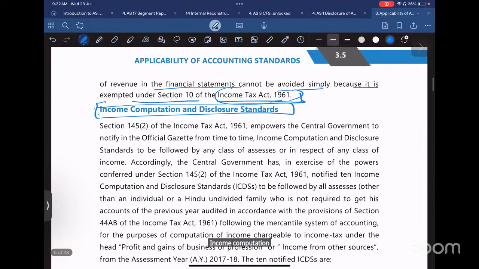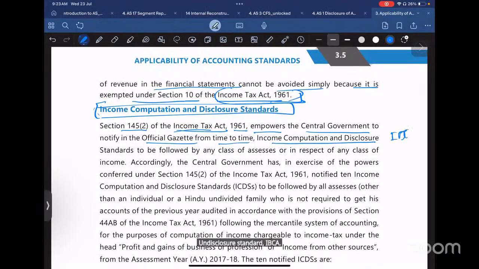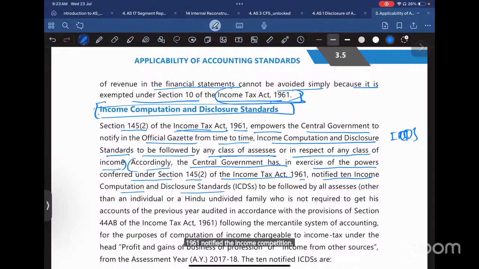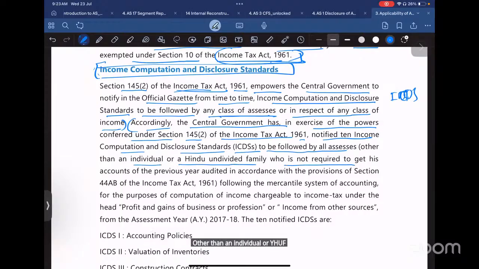Income Computation and Disclosure Standards. Section 145(2) of the Income Tax Act 1961 empowers the central government to notify in the official gazette from time to time Income Computation and Disclosure Standards, ICDS, to be followed by any class of assessee or in respect of any class of income. Accordingly, the central government has, in exercise of the powers conferred under Section 145(2) of the Income Tax Act 1961, notified 10 ICDS to be followed by all assessees other than an individual or HUF who is not required to get his accounts of the previous year audited in accordance with the provisions of Section 44AB of the Income Tax Act 1961.